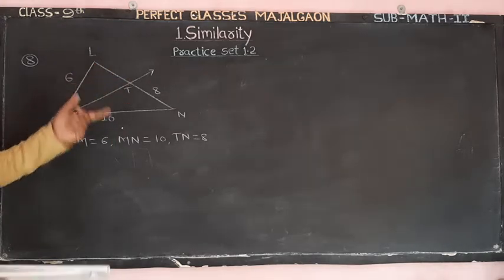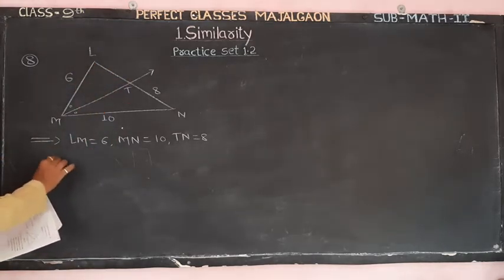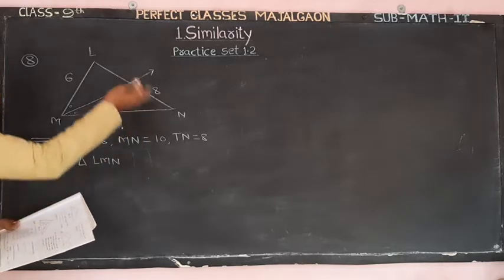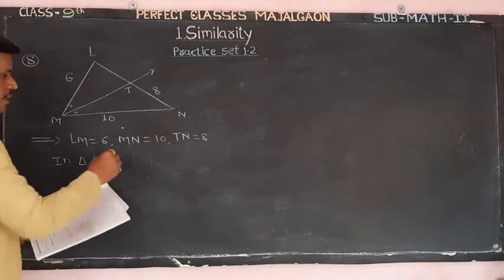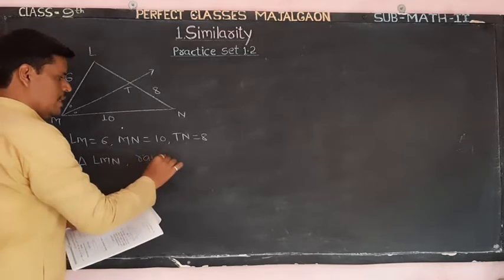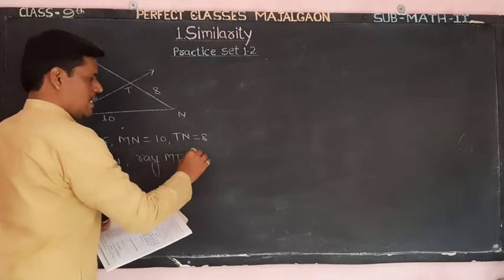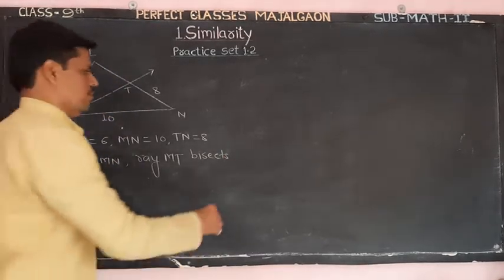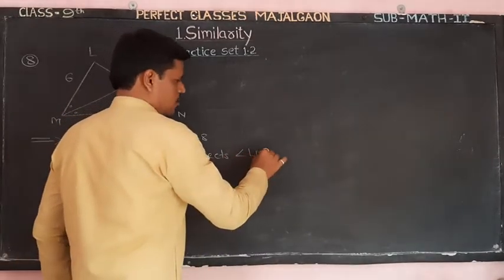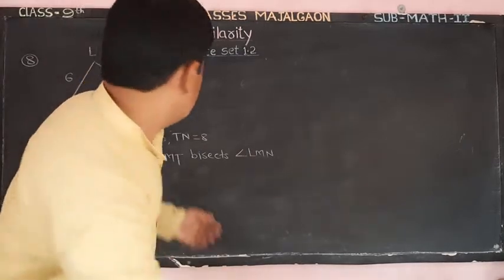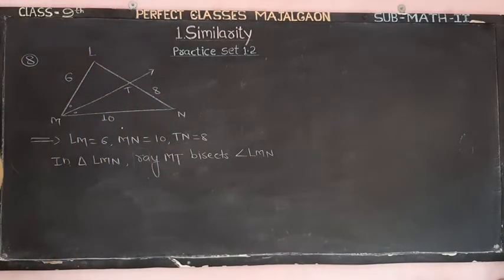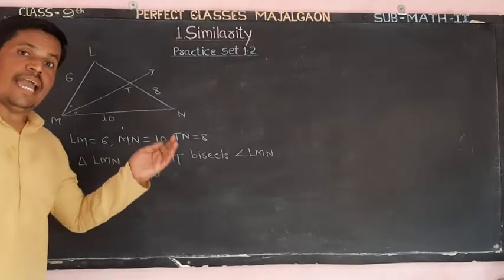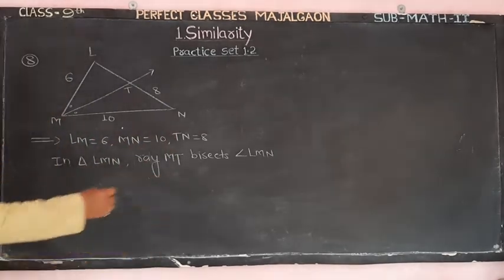How to find LT? Here they are given in triangle LMN, ray MT bisects which angle? Angle LMN. If the ray bisects angle LMN, then we use the property of the angle bisector of a triangle.